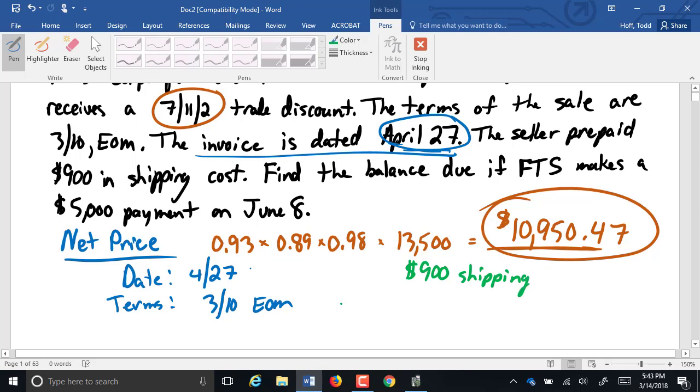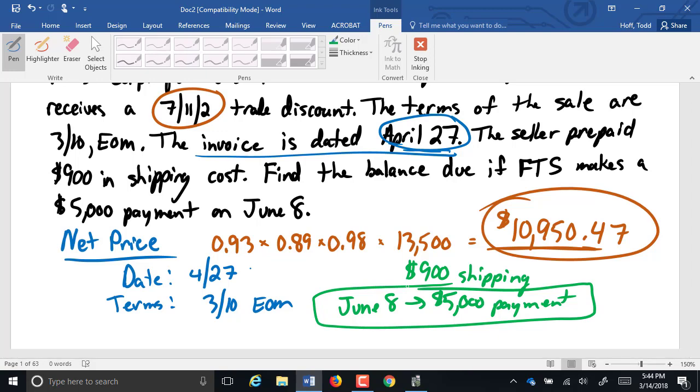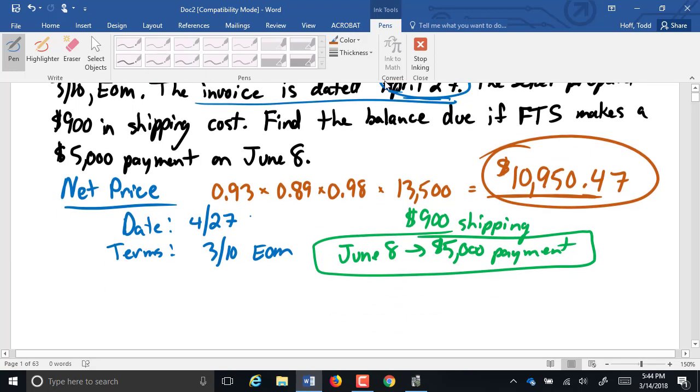And we have a June 8th $5,000 payment. Now that June 8th $5,000 payment is obviously separate from the invoice. It's not on the invoice itself. It comes later, but we're going to have it on there. We're going to need it for calculation here. So now we're going to create our timeline.